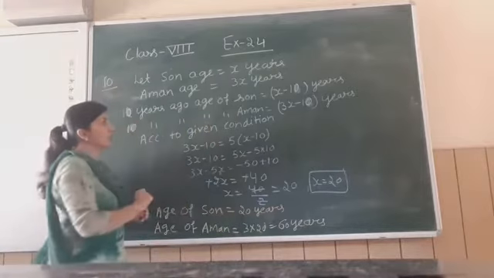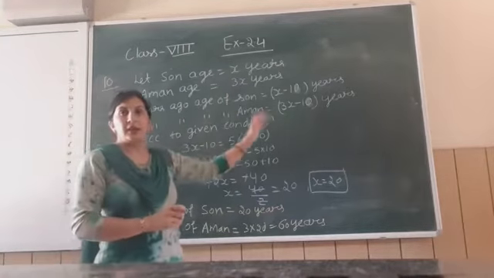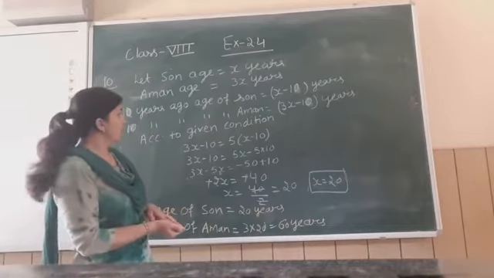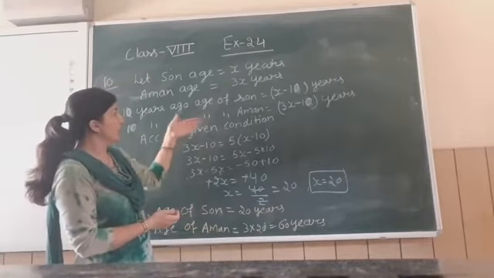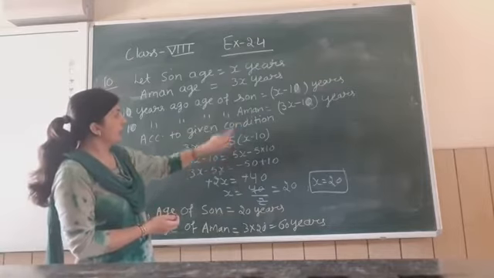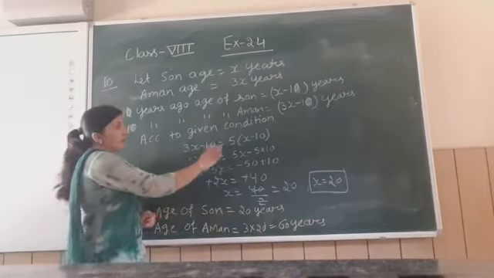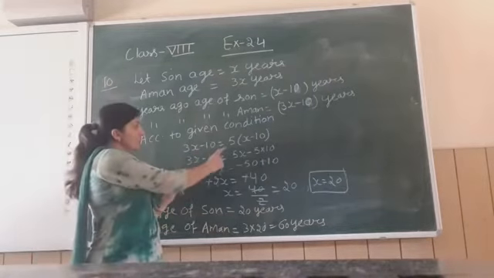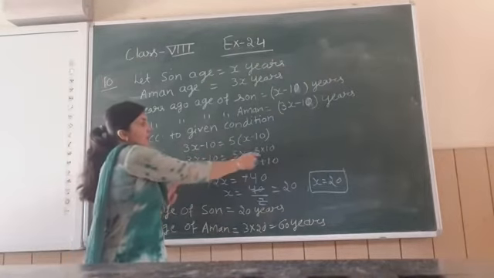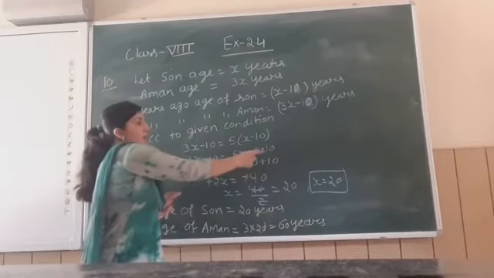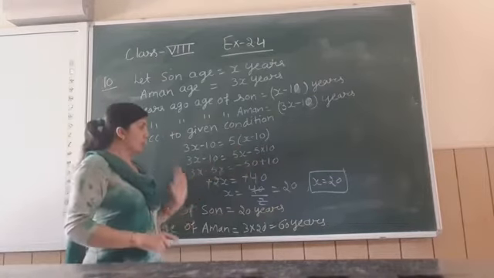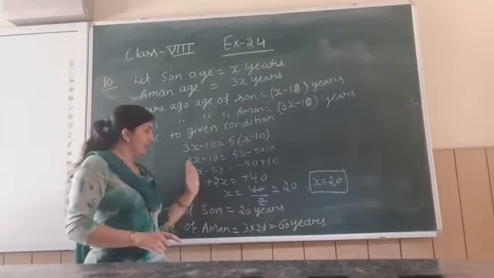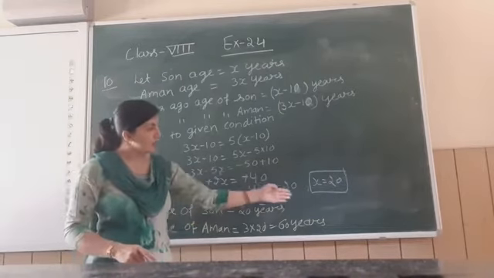Now according to the question, we have to find the ages of both before 10 years. They say that 10 years ago Aman's age is 5 times his son's age. So Aman's age is equal to 5 times the son's age. We will solve the question. Solve the bracket: 5x minus 5 multiplied by 10, which becomes 50. Constant terms on the right hand side and variable terms on the left hand side. After solving, we get x is equal to 20.